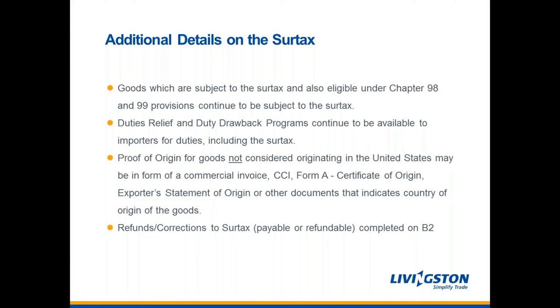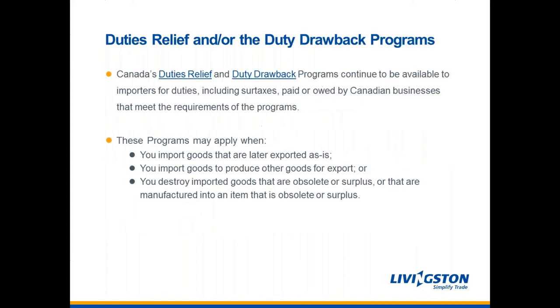So if it's Chinese origin, then China should be indicated on the paperwork, especially if it's coming from the United States. And refunds and corrections to surtaxes are available through the completion of a B2 adjustment request. Again, it's more so just a form on how to make corrections. So, a little bit on duties relief and duty drawback. Again, they're available. It covers not only normal customs duties, but it also incorporates the surtax.